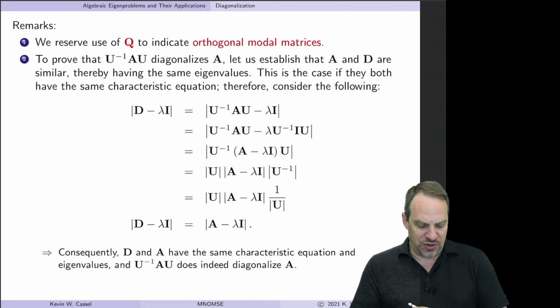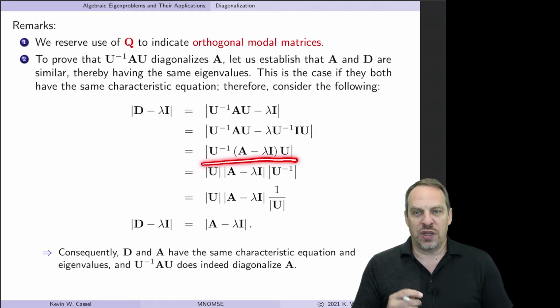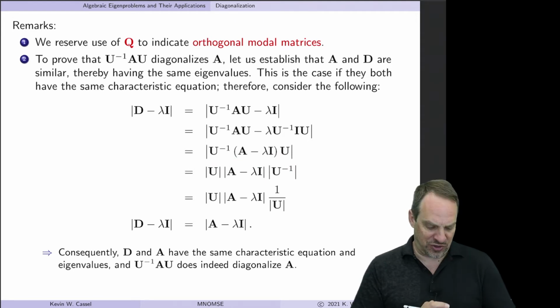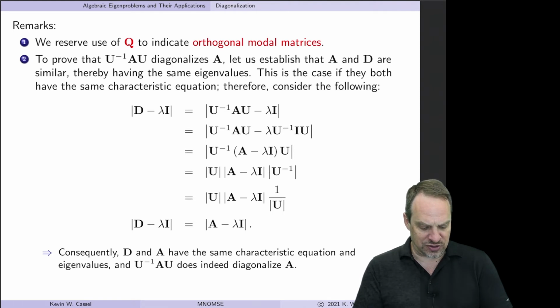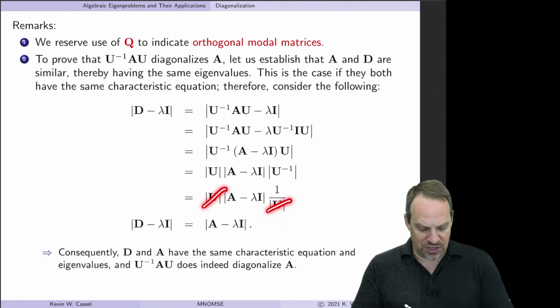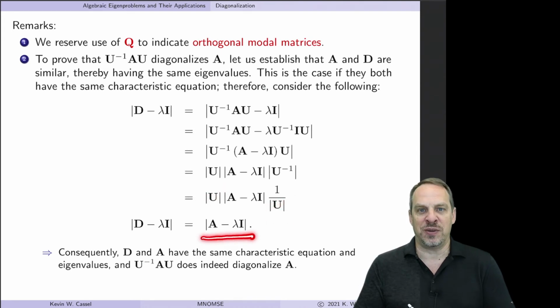So now, if you remember from chapter 1, the determinant of the product of matrices is the product of the determinants of those matrices. So I can write this as, the order doesn't matter here because they're just scalars, the determinant of U times the determinant of A minus lambda I times the determinant of the inverse of U. Also from chapter 1, the determinant of the inverse of a matrix is just the reciprocal of the determinant of the matrix. So that's 1 over the determinant of U. So then these cancel, and I just end up with the determinant of A minus lambda I.